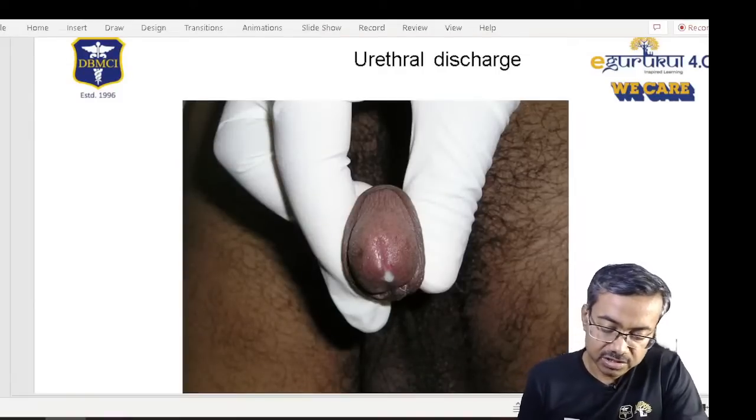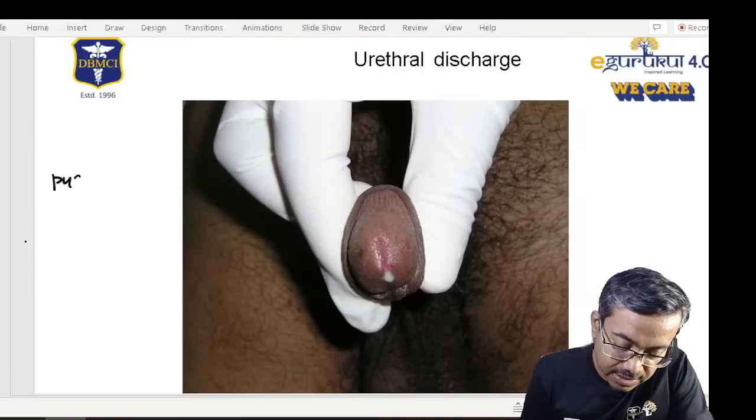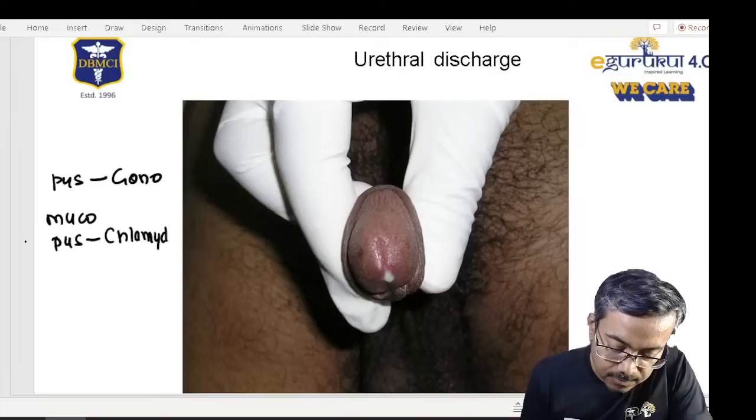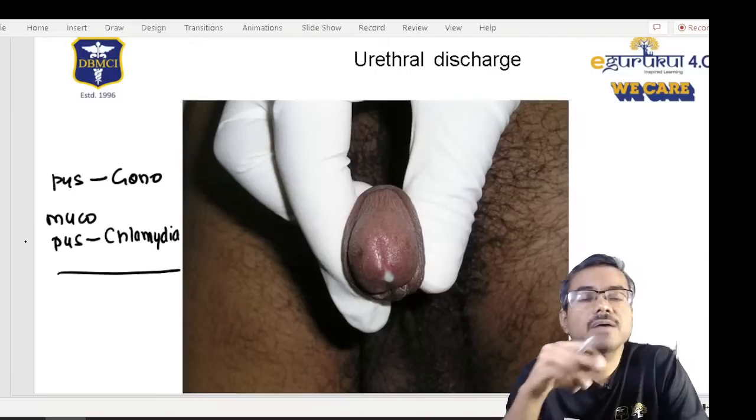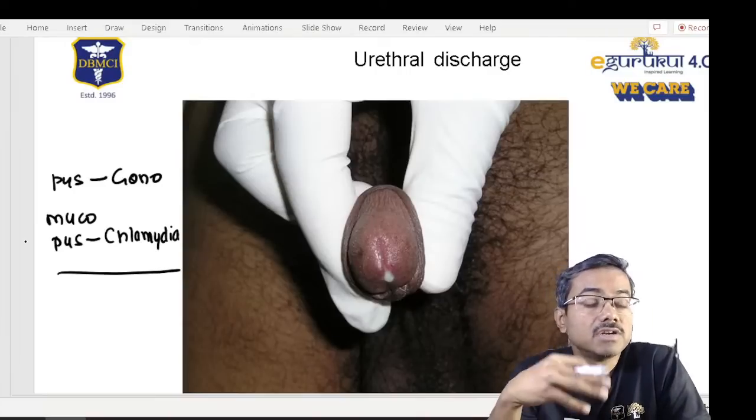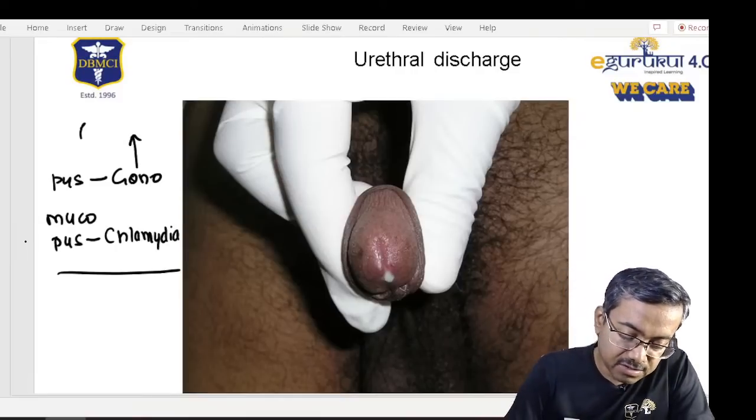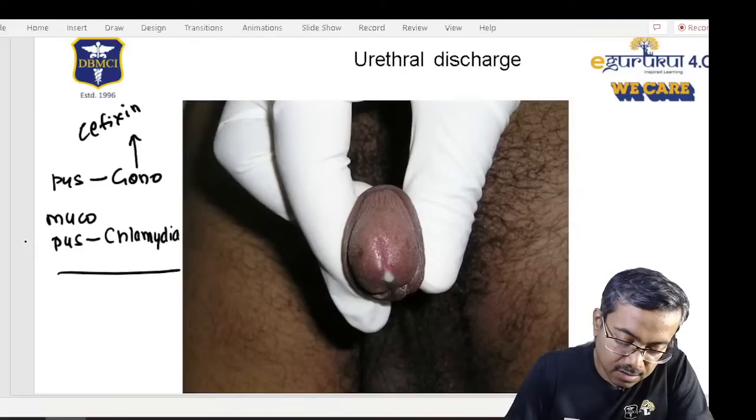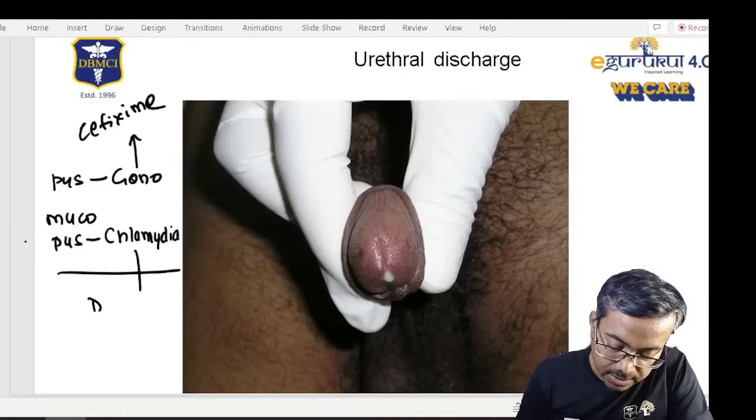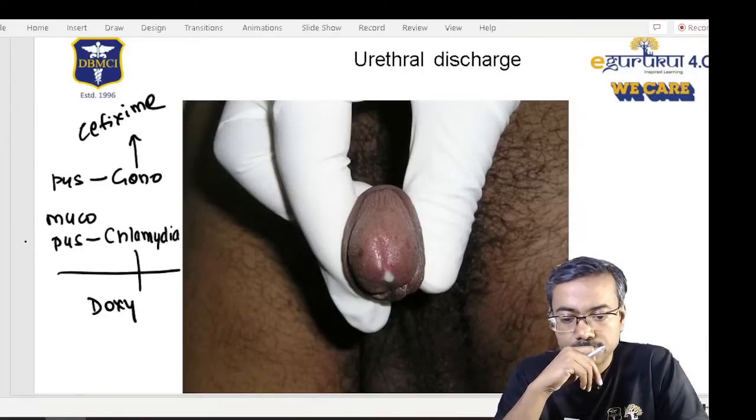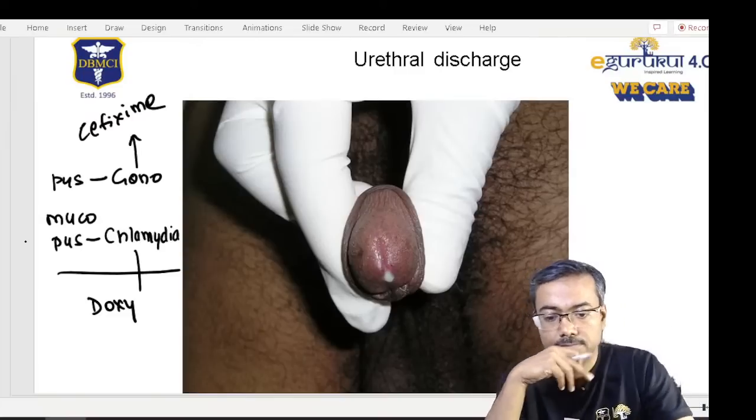It's just to show you the discharge. Whenever the discharge is pus, think of it as gonorrhea. But if it's mucopus, you should answer it as usually chlamydia. So the difference between them, one is gonococcal urethritis, one is non-gonococcal urethritis. The treatment for this is usually, remember, cefixime as the drug of choice, and this is usually going to be doxycycline as the drug of choice. Got it?